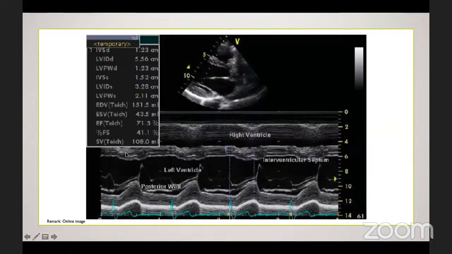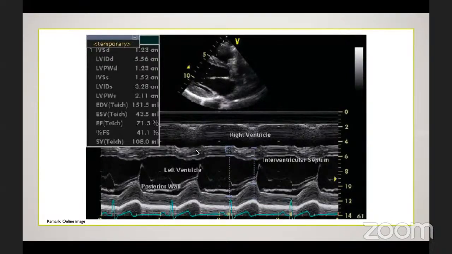This is one of the images of the M mode. You can see it's crossing from the RV to the LV, and it's at the LV level. And usually in this image, the cursor should cut the tip of the mitral leaflet to be an ideal image to assess the LV dimensions and thickness of the wall.